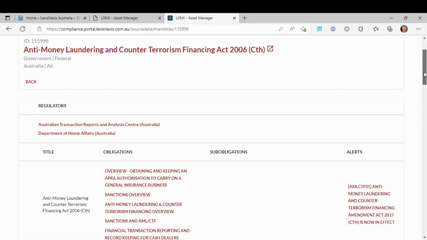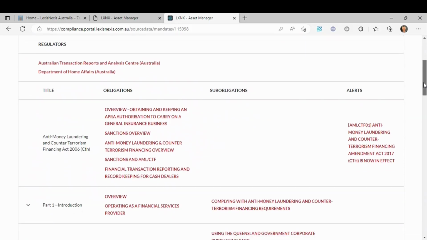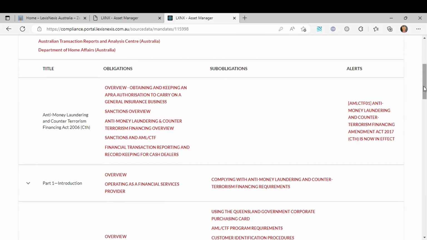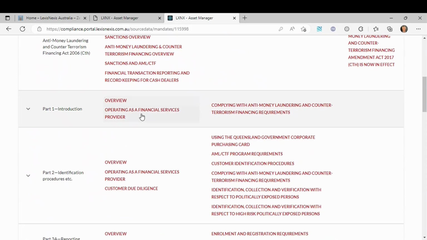From there, we can scroll down to see which particular obligations are informed by the Act. But more than that, the metadata in the content that allows you to identify which particular regulator is relevant to a particular piece of legislation. You can also see the metadata allows you to search by particular parts. Part 1, obviously the introduction, is caught in the overview and the obligation around operating as a financial services provider. And further to that, the sub-obligation, complying with AML financing requirements.